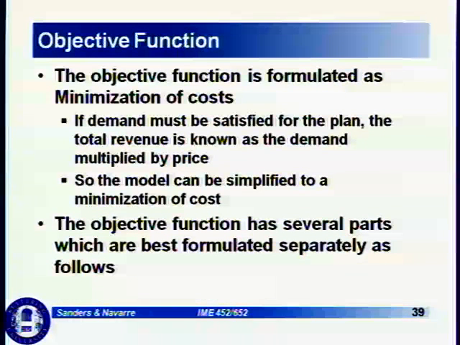Much like we explained for Namias, the objective function is formulated as a minimization of costs. If demand is to be satisfied for the plan, the total revenue is known as the demand is simply multiplied by the price. So the model is simplified to a minimization of cost. Now the objective function has several parts, which are best formulated separately as follows. So I'm going to do all of the objective function in little pieces, and then we'll pull it all together in the end.